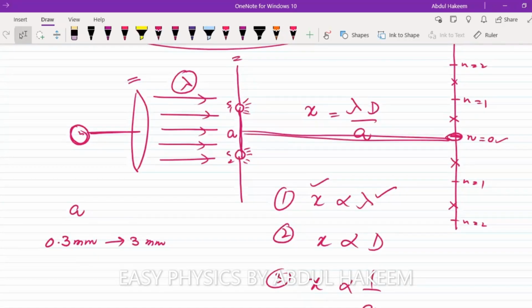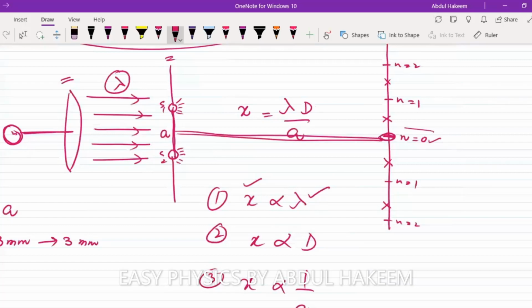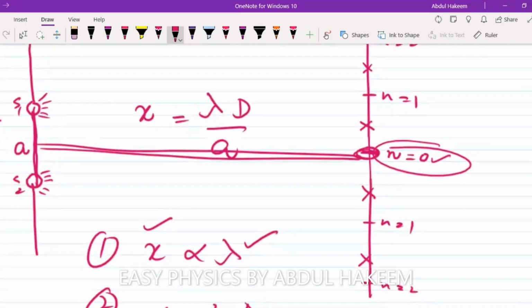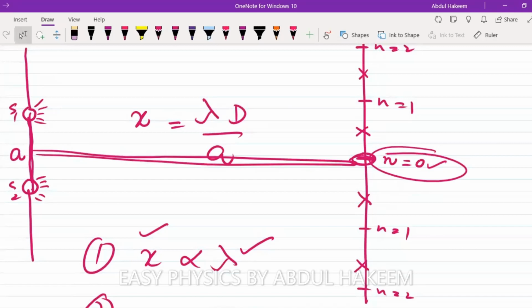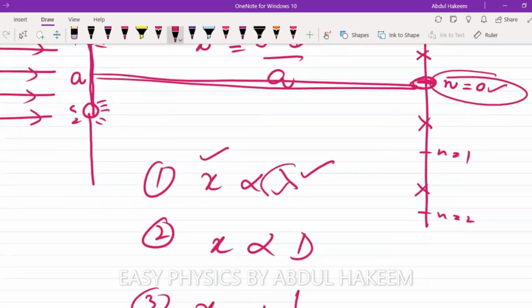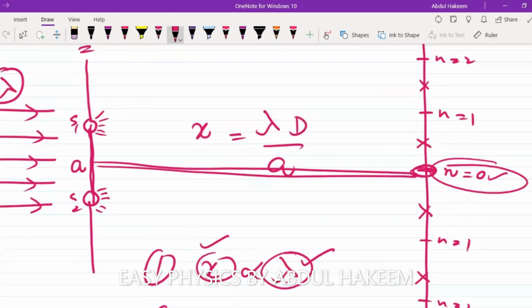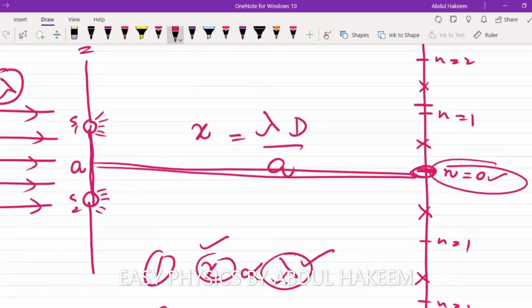If polychromatic light is used, meaning white light, then the central fringe will be bright and the rest of the fringes will be colored, because each color has a different wavelength. So different wavelength, different spacing. The longer the wavelength, the longer the spacing. So that's why the red will appear here and the violet here. This is the red and this is the violet. Meaning red is far from the center and the violet is close to the center due to the smaller wavelength.